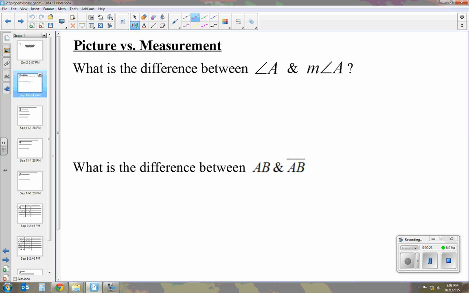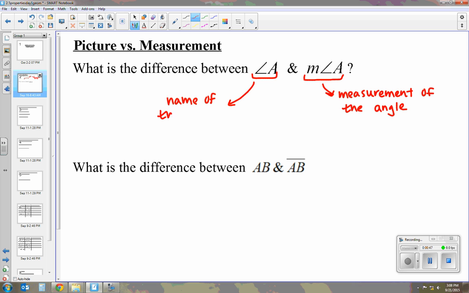So the first one says, what is the difference between angle A and m angle A? Well, most of us know that little m means measurement. So this notation means the measurement of the angle. And angle A is just your name of the angle. And the symbol that we're allowed to use with measurements is the equality symbol, and you'll be able to see that a little bit later. And the symbol that we're allowed to use with the names is the congruency symbol.